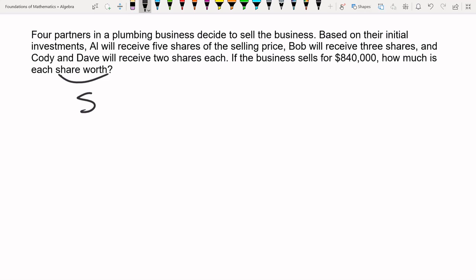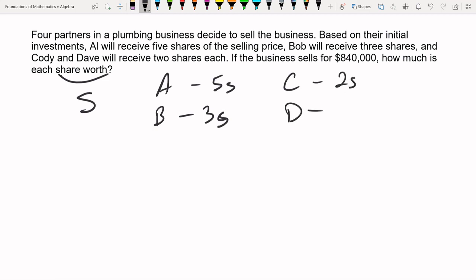Now, Al receives 5 shares, Bob receives 3 shares, Cody receives 2 shares, and Dave receives 2 shares as well. A, B, C, and D. I'm sure that's by design. If the business sells for $840,000, how much is each share worth?